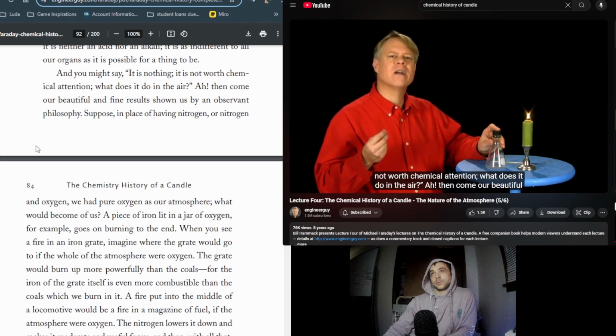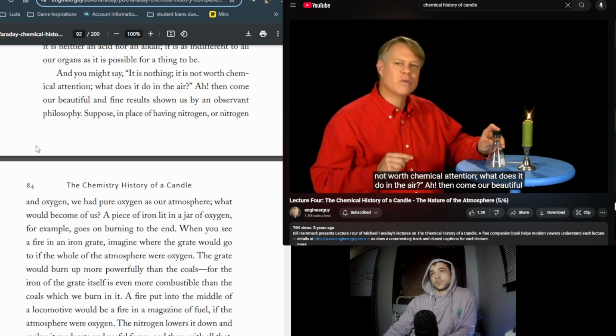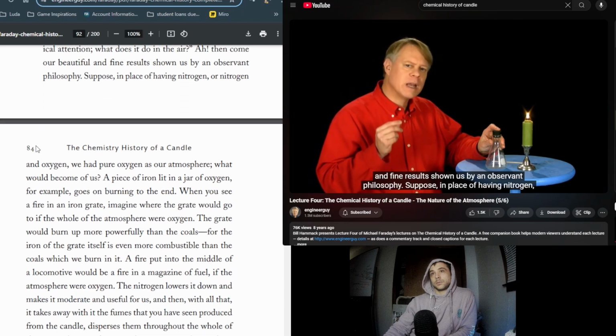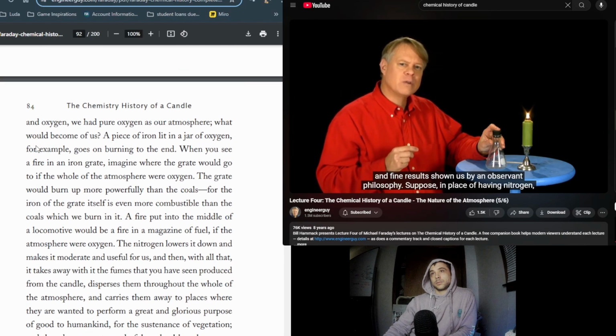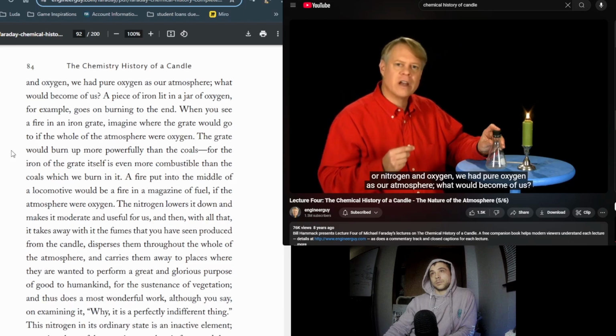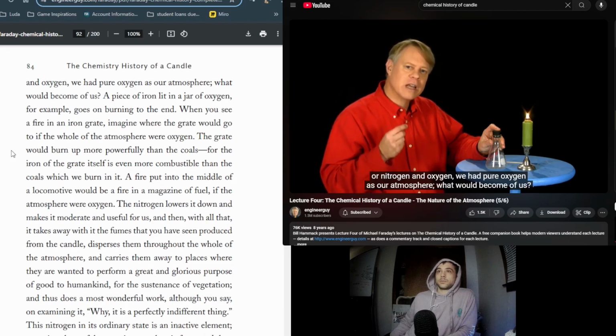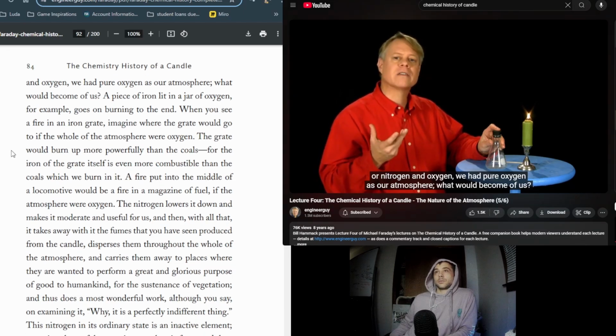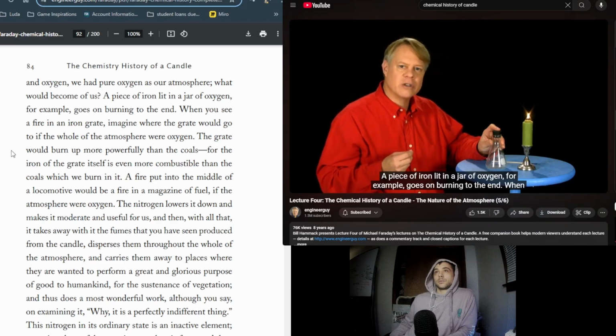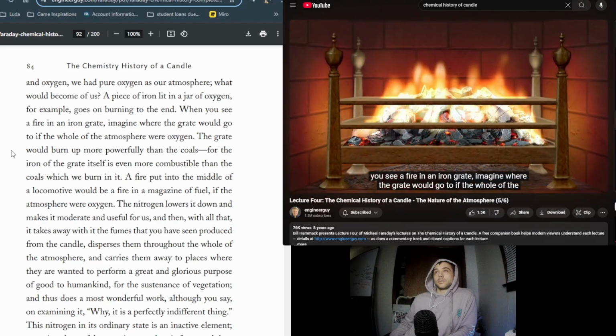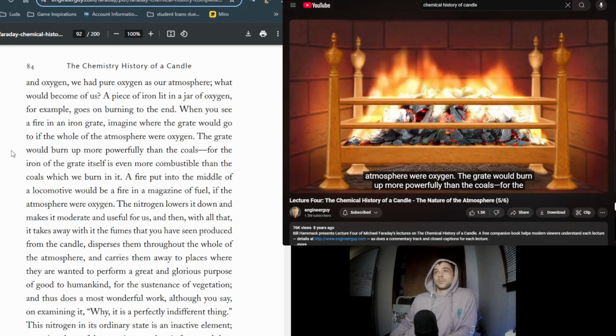What does it do in the air? Then come our beautiful and fine results shown us by an observant philosophy. Suppose in place of having nitrogen or nitrogen and oxygen, we had pure oxygen as our atmosphere. What would become of us? A piece of iron lit in a jar of oxygen, for example, goes on burning to the end. When you see a fire in an iron grate, imagine where the grate would go if the whole of the atmosphere were oxygen.